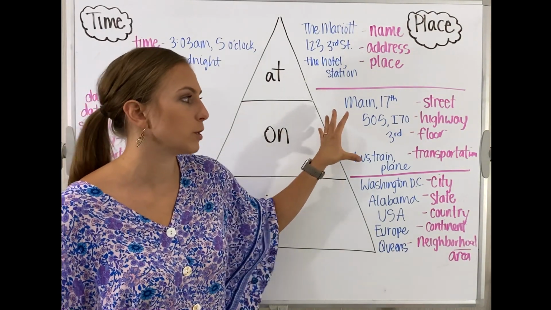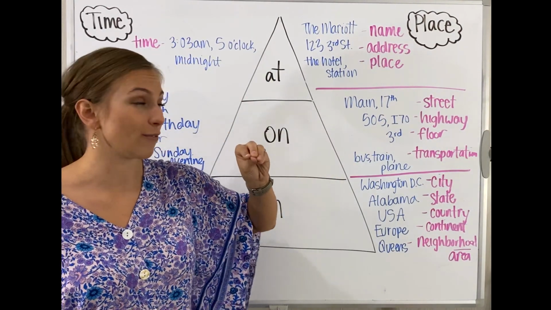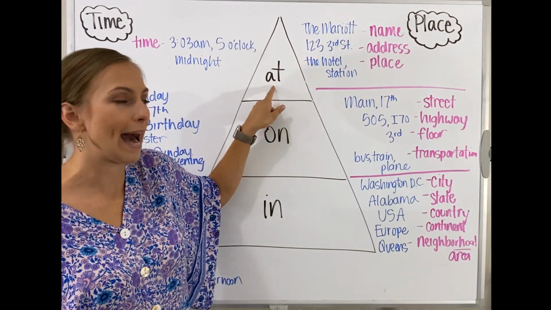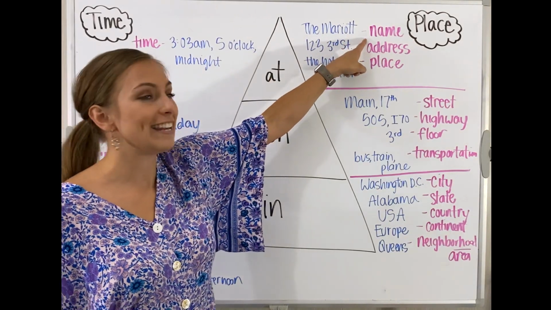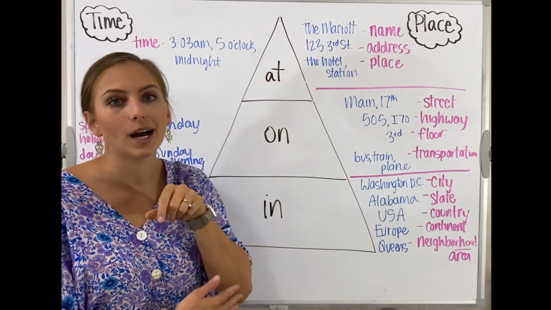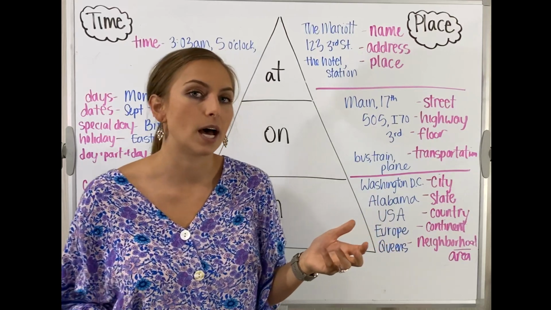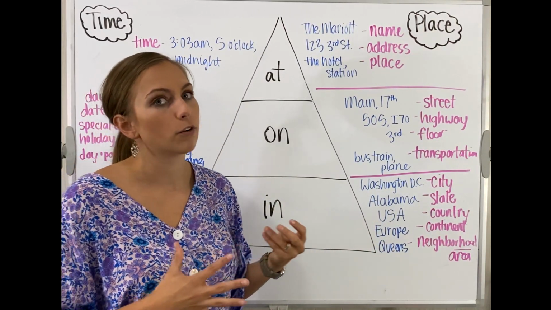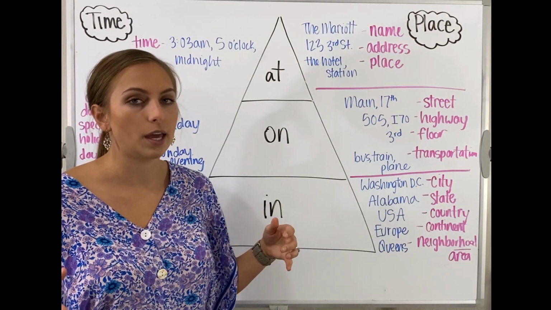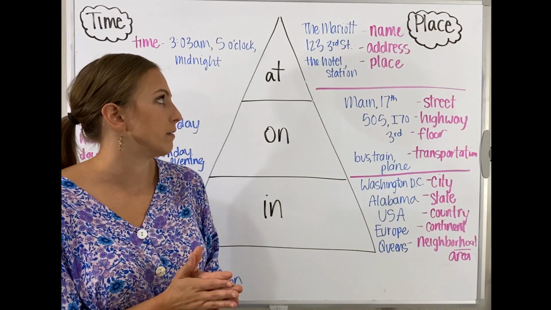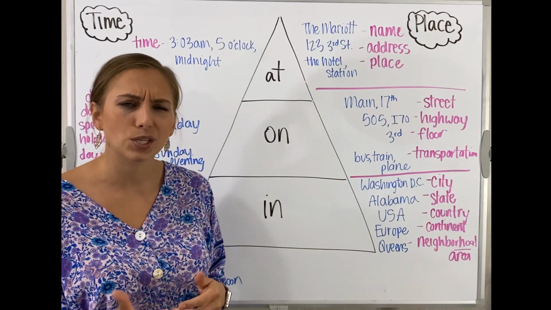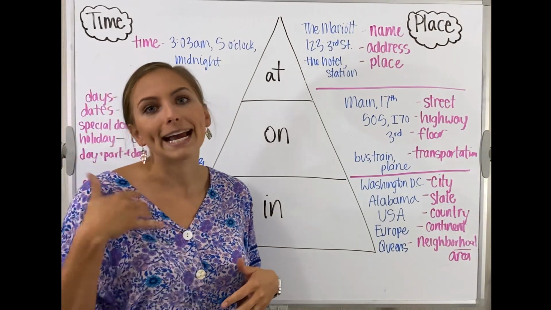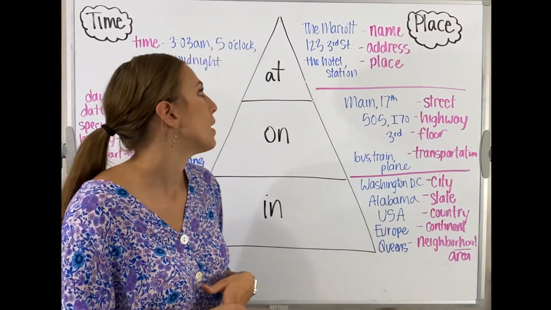So that becomes a little more specific. And then the most specific would be all of the addresses and whatnot. So we're going to use at for that. If we're referring to the name of a place, for example, the Marriott is the name of a hotel, any sort of name that you are talking about, the name of a restaurant, the name of a hotel, or any place that you are going. You might say, hi, I am at the Marriott right now.